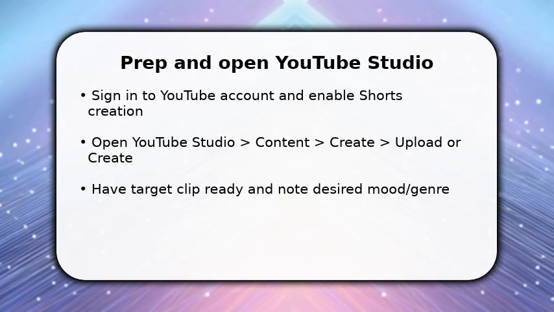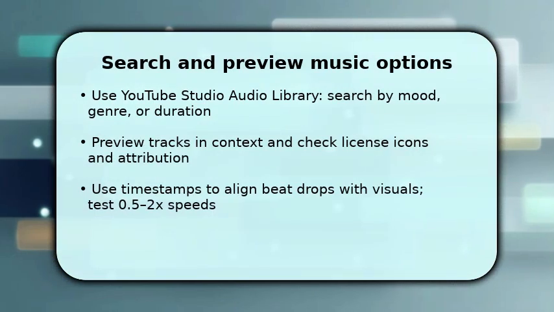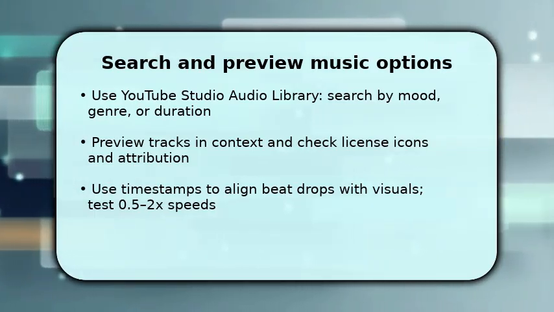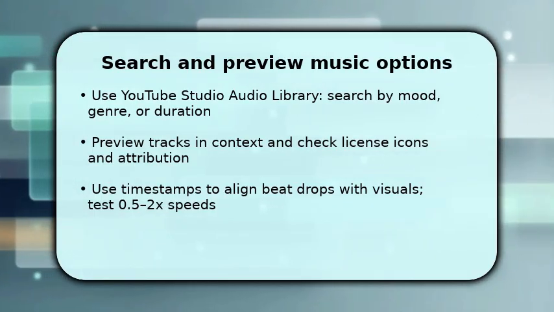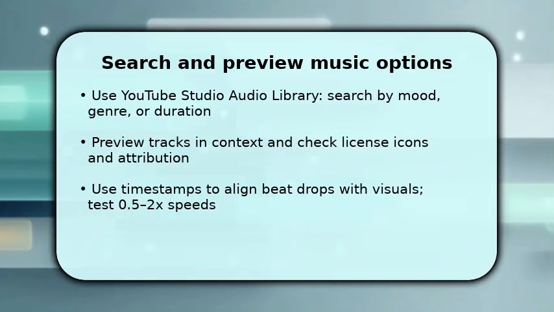Now, go into the audio library inside Studio and enter your mood or genre keywords. Once results appear, preview several tracks while playing your clip to test vibe and timing. Make sure to check license indicators and whether attribution is required, because that affects captions.